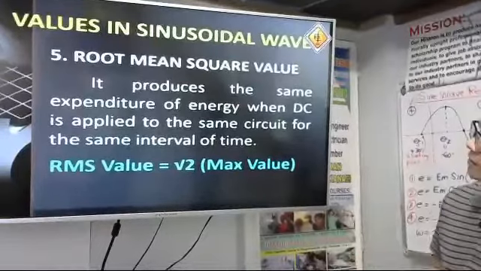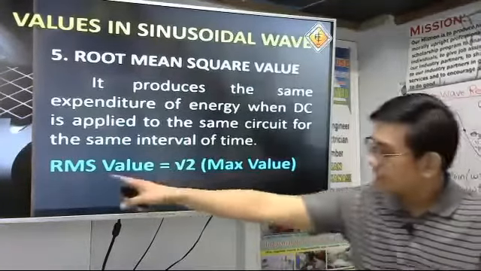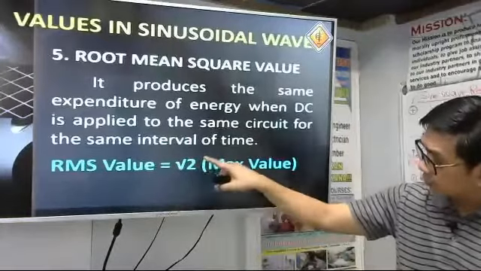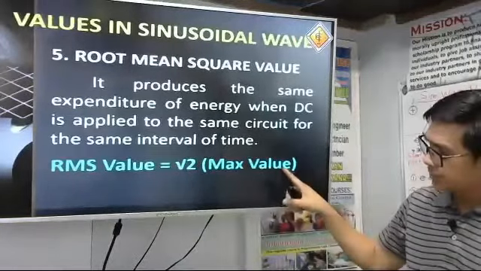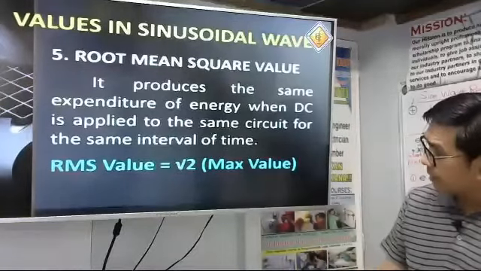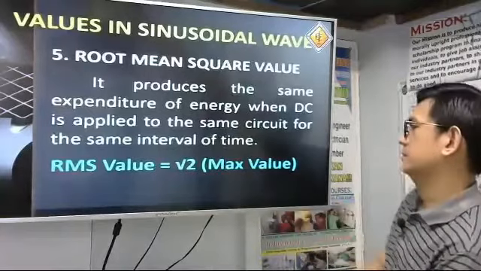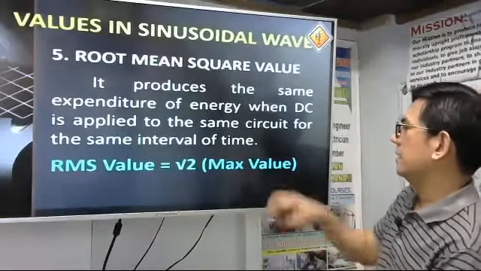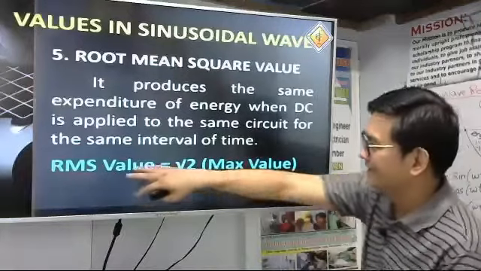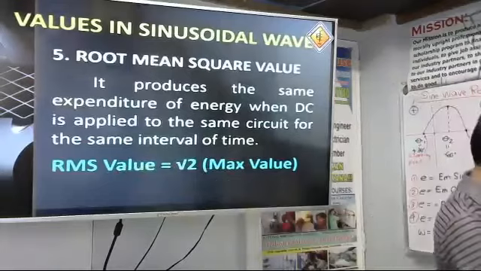Here, the root mean square value. Actually, the root mean square value is equal to the square root of 2 times the maximum value. So that, if we are to get the maximum value here, I think I have to correct this. This one, there was a typographical error. So I will just write here.